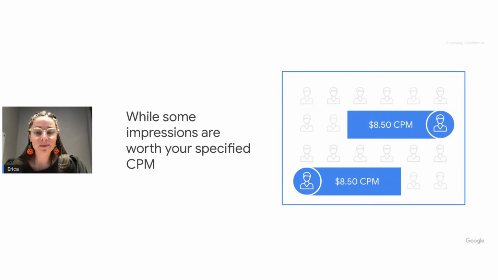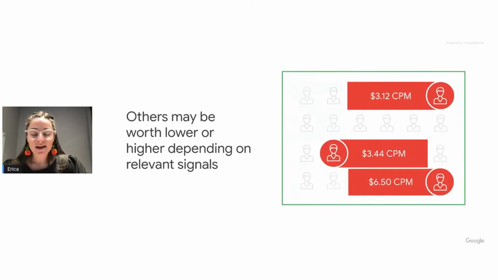So some impressions might be worth the CPM that you've put in. Say you have certain audiences that might be worth that $8.50 CPM that you've already entered. But in other cases, there are opportunities to be more efficient with what you're bidding as well. And this is what auto bidding really allows you to do, is lean on the DSP to use the intelligence that's being gathered from those auction environments to bid lower when possible.